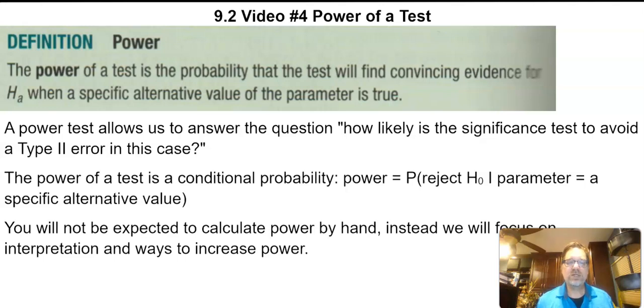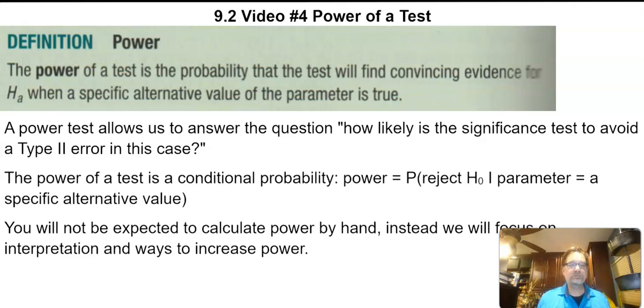Hey there, statisticians. In our last video for the 9.2 lesson, let's talk about the power of a test. When we say power in these tests, I mean the probability that the test will find convincing evidence for an alternative hypothesis when I already know one specific value for that alternative hypothesis. Take my 80% shooter. Remember, he shot 64%. What is the probability that I will find convincing evidence to reject that he's an 80% shooter when I already know he had a 64% stretch?